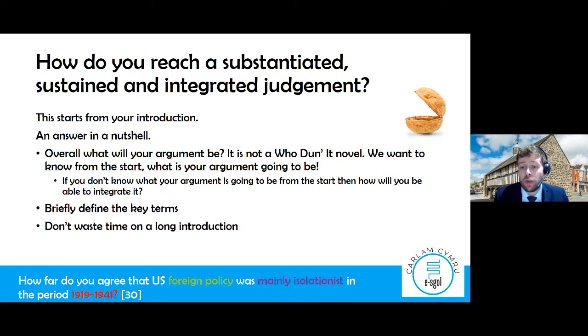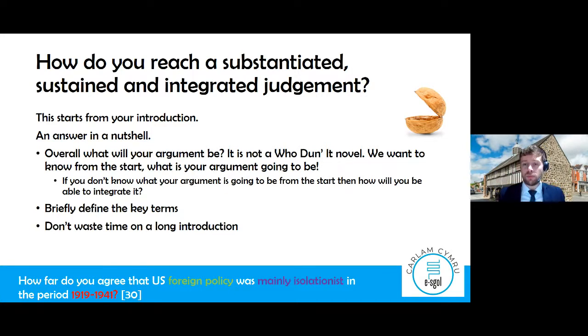And it's not a whodunit novel. It's not an episode of the Peaky Blinders where, or probably even better analogy here, Line of Duty, right? It's not an episode of Line of Duty where after 6 series, you still don't know who H is, right? I want to know right now, right at the beginning. We want to know from the start what your argument is going to be. Because if you don't know what your argument is going to be from the start, then how are you going to be able to integrate that argument, that judgment throughout the whole essay? So set it out right at the beginning.